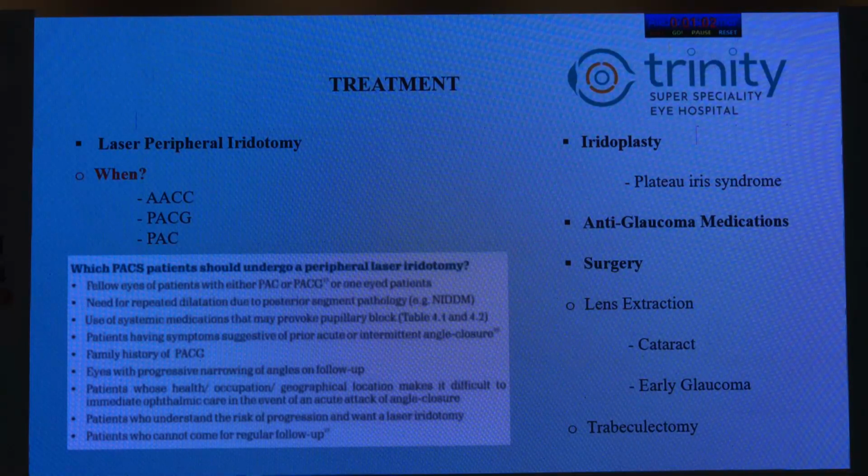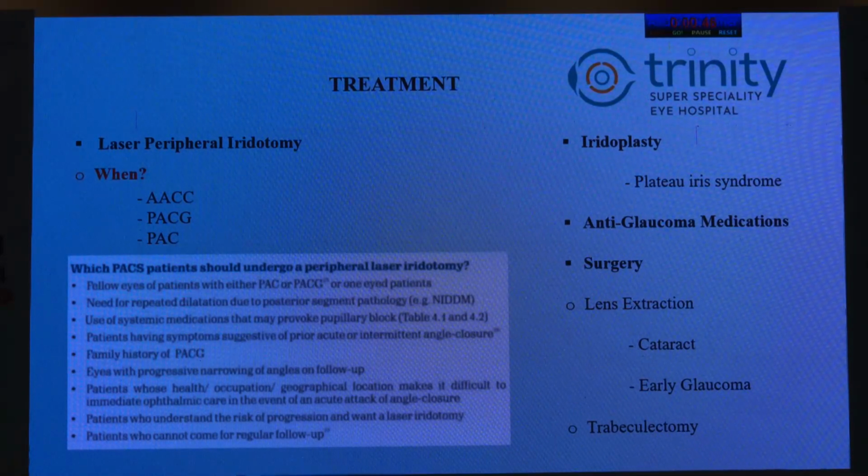The treatment is laser peripheral iridotomy. Now, when should you do it? After the ZAP trial, it is not necessary that we should do a peripheral iridotomy for all angle closure suspects. So definitely when it is an acute attack, and yes, the patient is a case of primary angle closure glaucoma, or even primary angle closure, you can definitely do iridotomy.